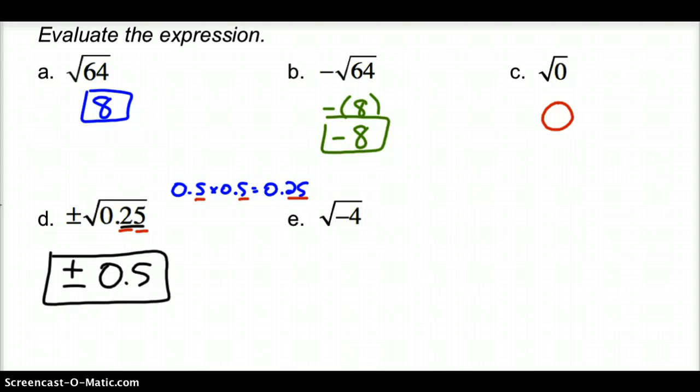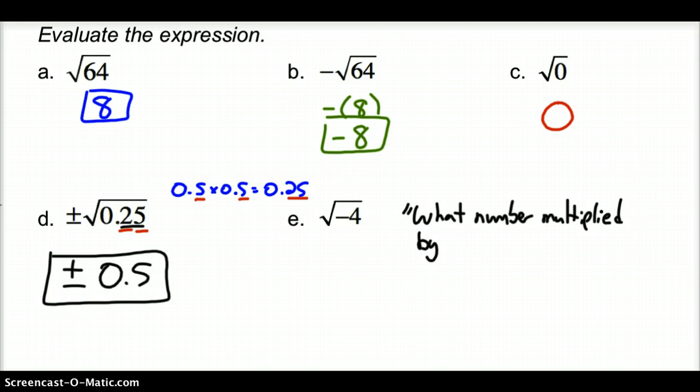In part E, they're asking for the positive square root of negative 4. We're again thinking, I'm going to write this out, what number multiplied by itself is negative 4? That's the question we're asking ourselves. So we think 4.